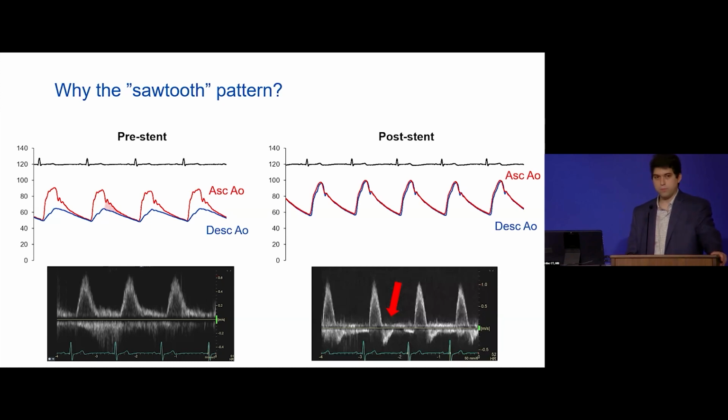And here you can see her post-stent data, so the descending and the ascending aorta traces now overlap. There's no gradient whatsoever. And when we look at his abdominal aorta during follow-up, you can see that that early diastolic reversal is now present, so complete normal flow, no residual coarctation.